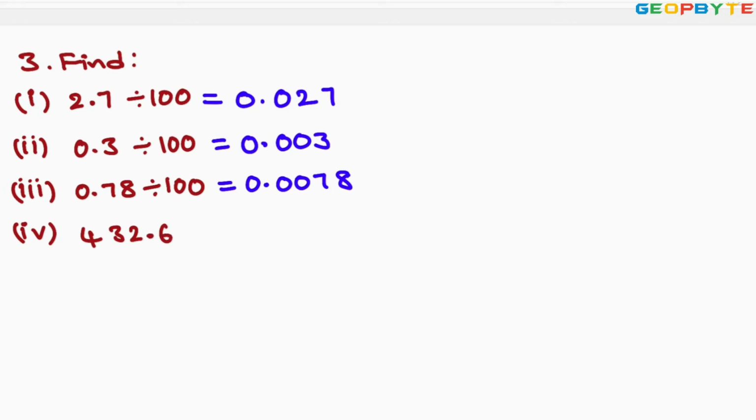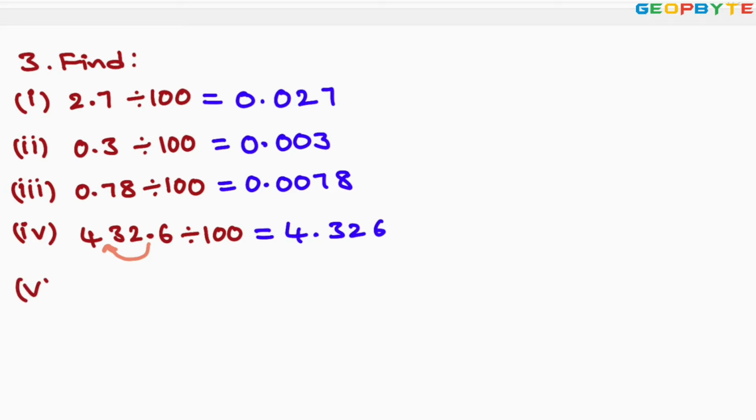Next, fourth one. 432.6 divided by 100. On dividing a decimal by 100, the decimal point is shifted to the left by 2 places. We have 432.6. So if we shift the decimal point towards left by 2 places, then we'll be placing the decimal point between 4 and 3. That means we're getting 4.326.